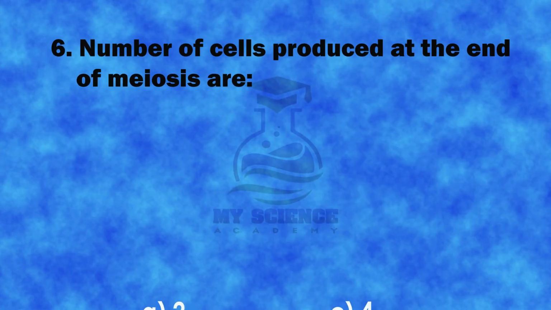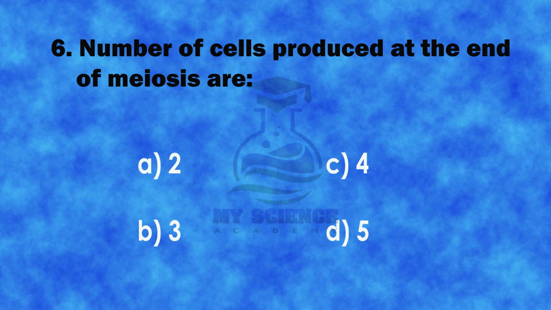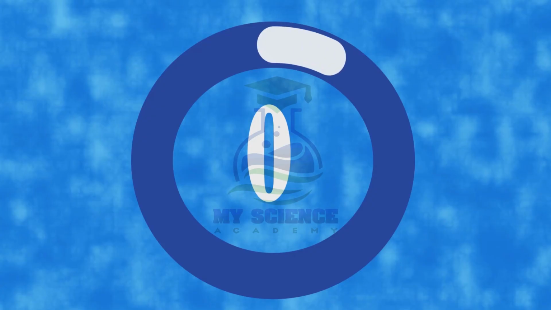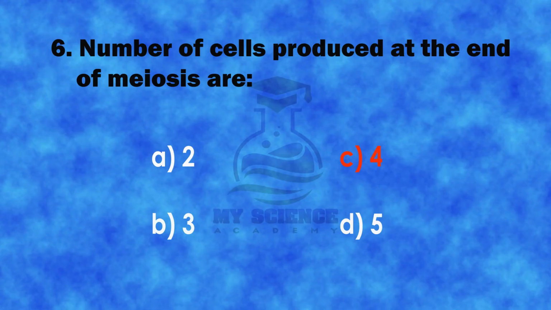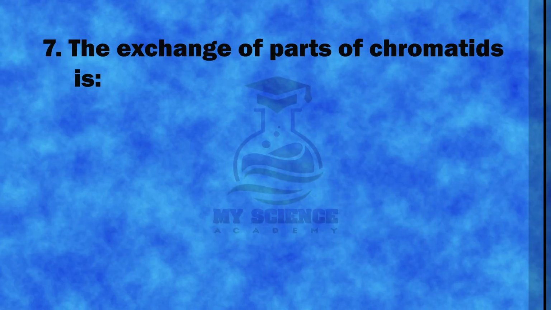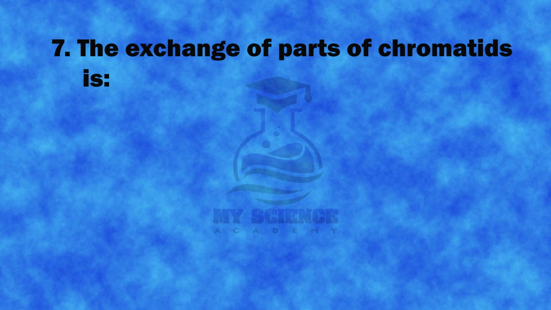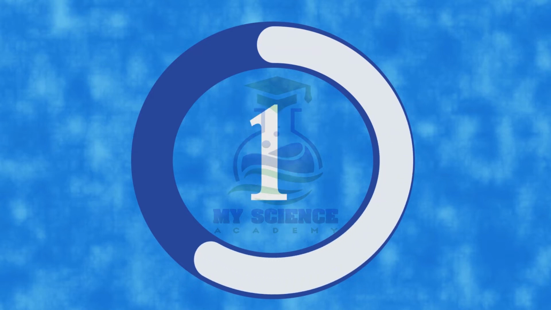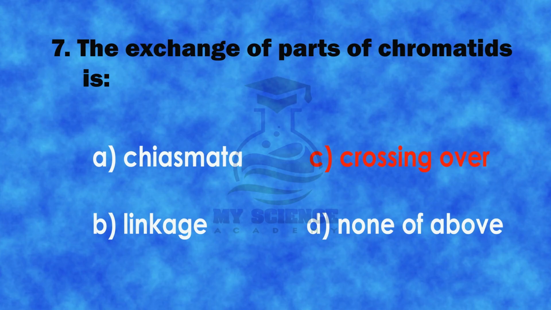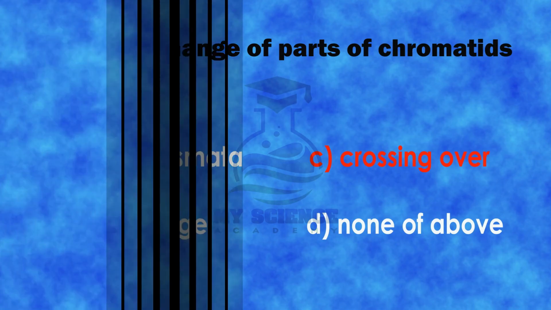Number 6. Number of cells produced at the end of meiosis are A. 2, B. 3, C. 4, D. 5. Correct answer is C. 4. Number 7. The exchange of parts of chromatids is A. Chiasmata, B. Linkage, C. Crossing over, D. None. Correct answer is C. Crossing over.